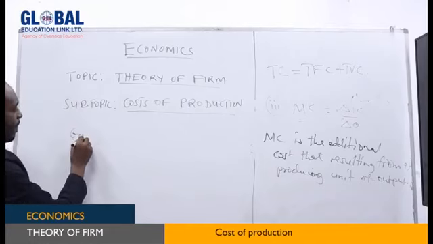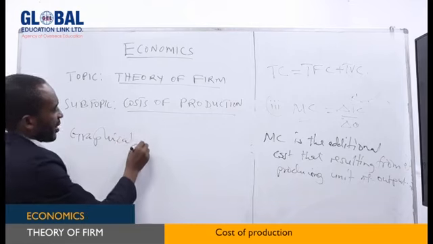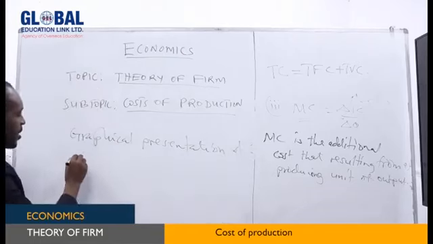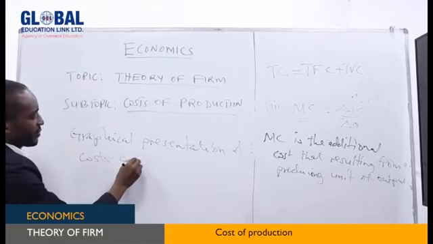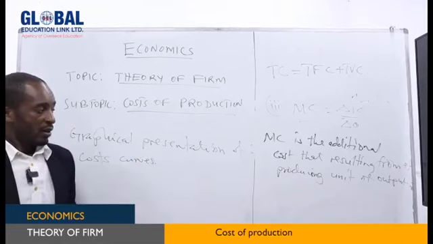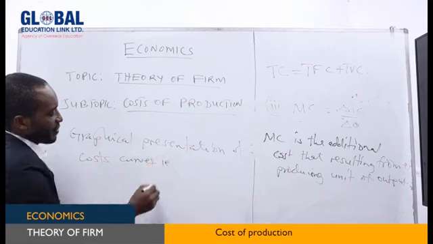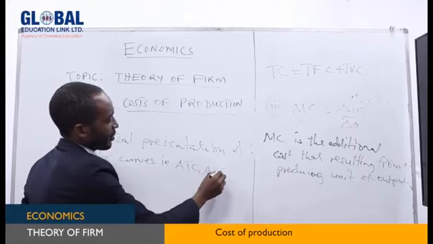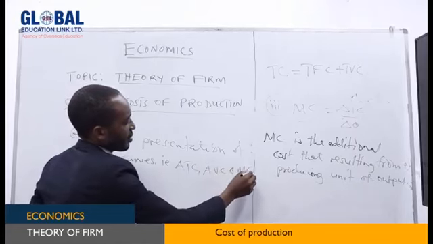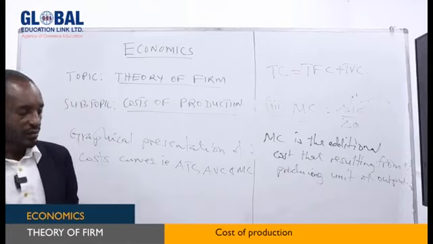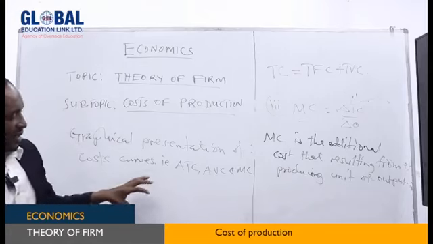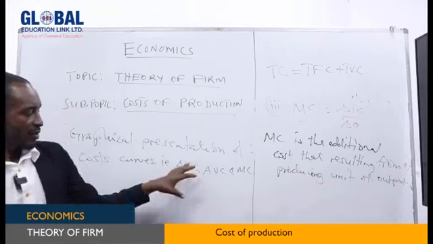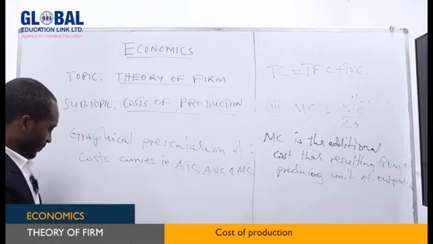So graphical presentation of cost curves. The curves we are going to show graphically are average total cost, average variable cost, and marginal cost. Now let us see how we can draw these costs on our graph.